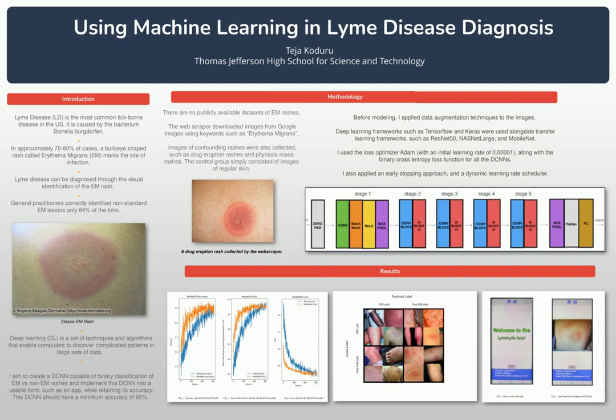Lyme disease is the most common tick-borne disease in the US. In approximately 80% of cases, a bullseye-shaped rash called erythema migrans, or EM, marks the site of infection. The image on the right is a traditional EM rash. Lyme disease is diagnosed through the identification of this rash.